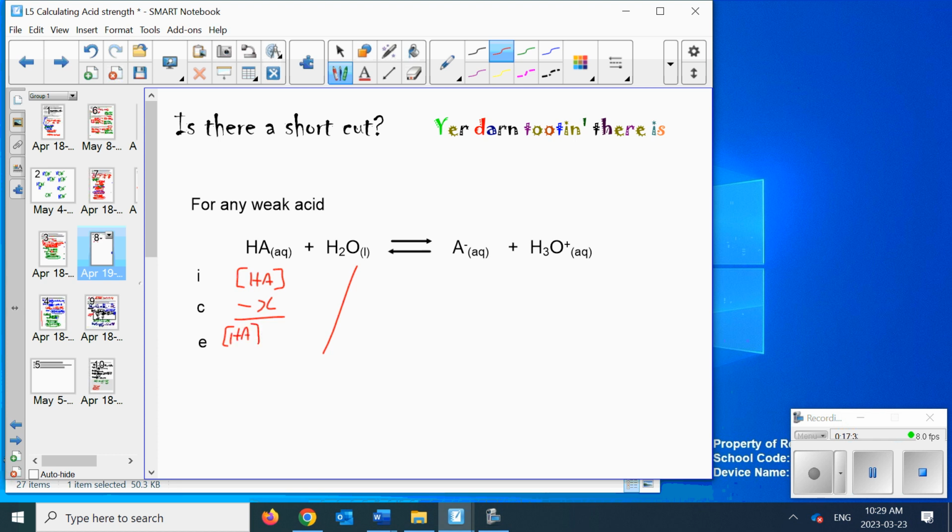Concentration of H. And X. So this is for any X. And then we make that assumption: assume X is small.